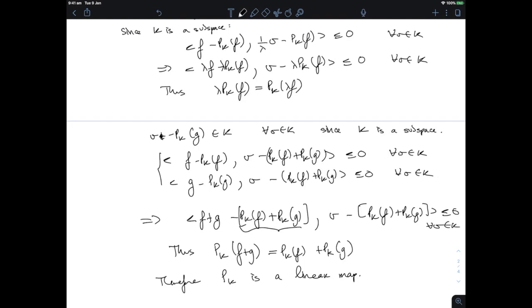So when K happens to be a subspace, the projection, which of course in particular is convex, the projection onto that subspace is linear. And that concludes the proof of our first theorem. So we have existence and uniqueness of projection onto convex subsets, and when these convex subsets happen to be subspaces, then the projection is also linear.